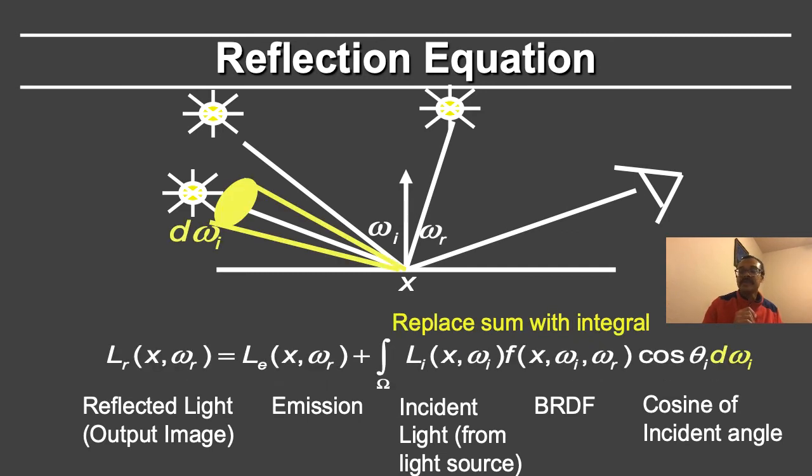But we can go a step further and derive mathematically what happens if there are infinitely many light sources in the scene. Or more precisely, you have a map that tells you how much is the incident radiance for each incident direction. In this case, you replace the sum with an integral, and now you have to integrate over solid angles d omega in.